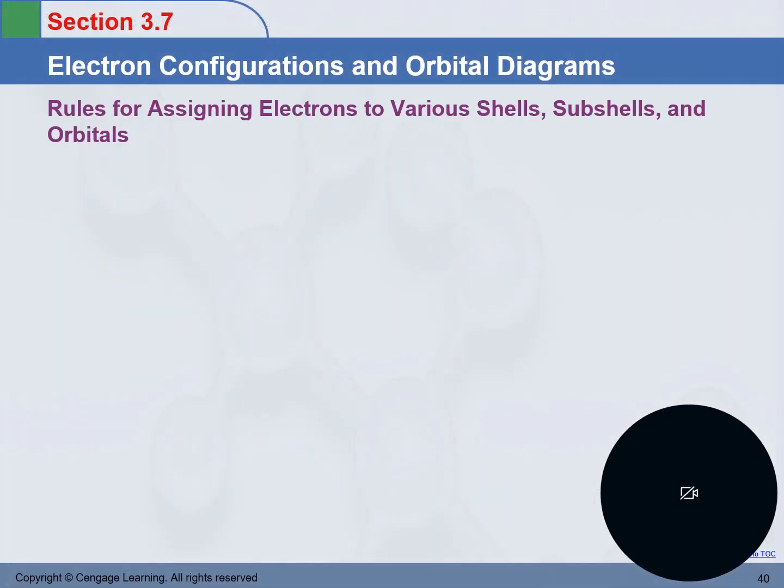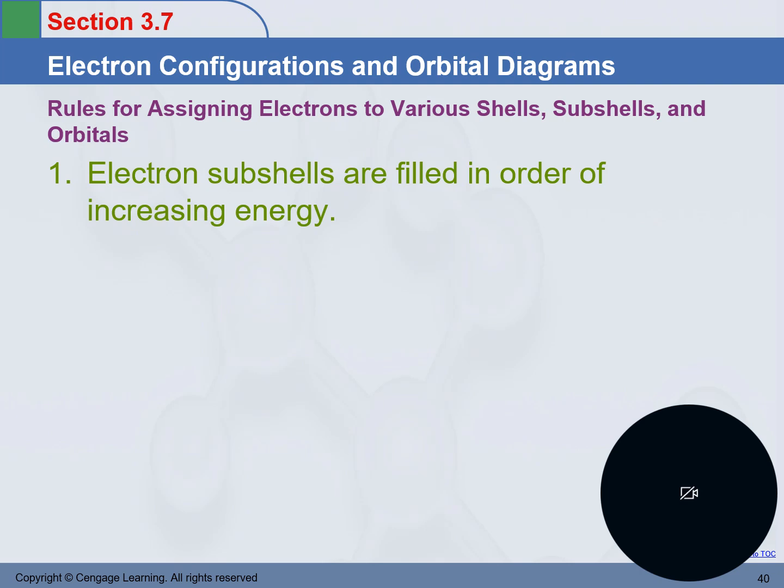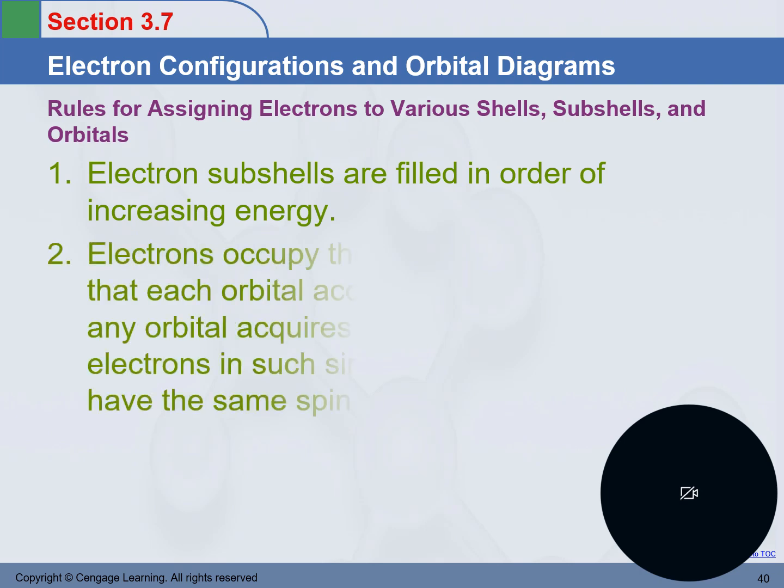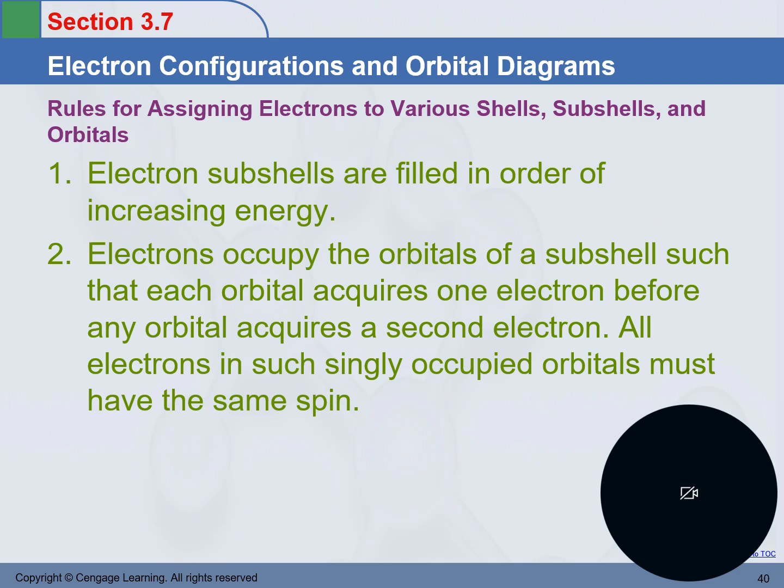Now we're going to put everything together, and we're going to have some rules for assigning electrons to various shells, subshells, and orbitals. First one is that electrons fill the lowest energy level first. Second rule is that we have to fill in one all the way across before we come back in and fill down. So if you're going to fill everything with one single electron, they all have to have the same spin. Usually they're going up, up, up.